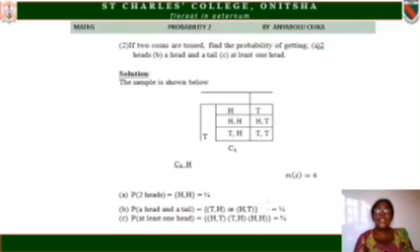C, the probability of getting at least 1 head. You see that in the sample space, where we have at least 1 head, we have head tail, tail head, and head head. So in that case, we have 3 of them. So the probability is 3 over 4.